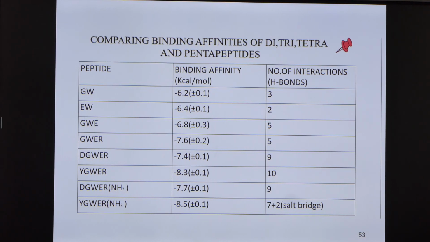Dipeptide was minus 6.2, tripeptide minus 6.8, tetrapeptides minus 7.6, and then pentapeptides. With a simple modification to the pentapeptide, we usually synthesize peptide acids, right? Amine at the N-terminal and carboxyl group at the C terminal. You can also use another resin, which is called Rink amide resin, where you get an amide group at the C terminal. If you have an amide group, then the score is even better than the acid.